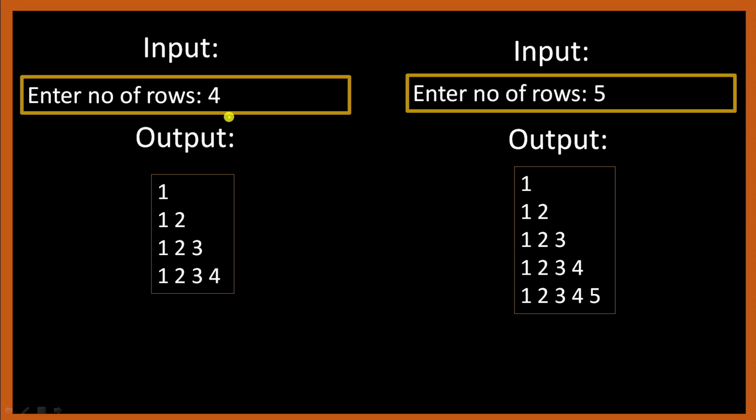So the user will be giving the number of rows as the input, and then accordingly the pattern will be printed according to the number of rows. So if the number of rows is given as 4 by the user, then 4 rows should be printed following this pattern. And in the same way, if 5 rows are given by the user, that means 5 rows should be printed following this pattern. So let's understand what this pattern means, or how this pattern looks.